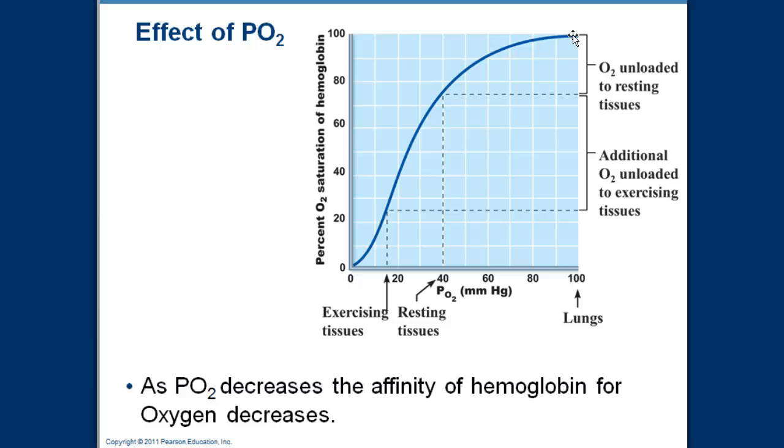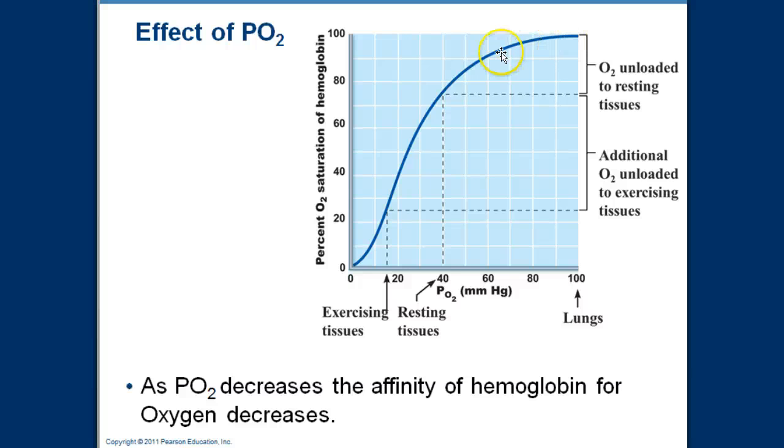So if you want to think of what's happening as you're moving from an area where there's lots of oxygen, like the lungs, to areas where there's less oxygen, like exercising tissues, as you move down the graph, that's decreased affinity, which means increased oxygen delivery to that tissue. So up here in the lungs, there's lots of oxygen, high affinity, so the hemoglobin is highly saturated.